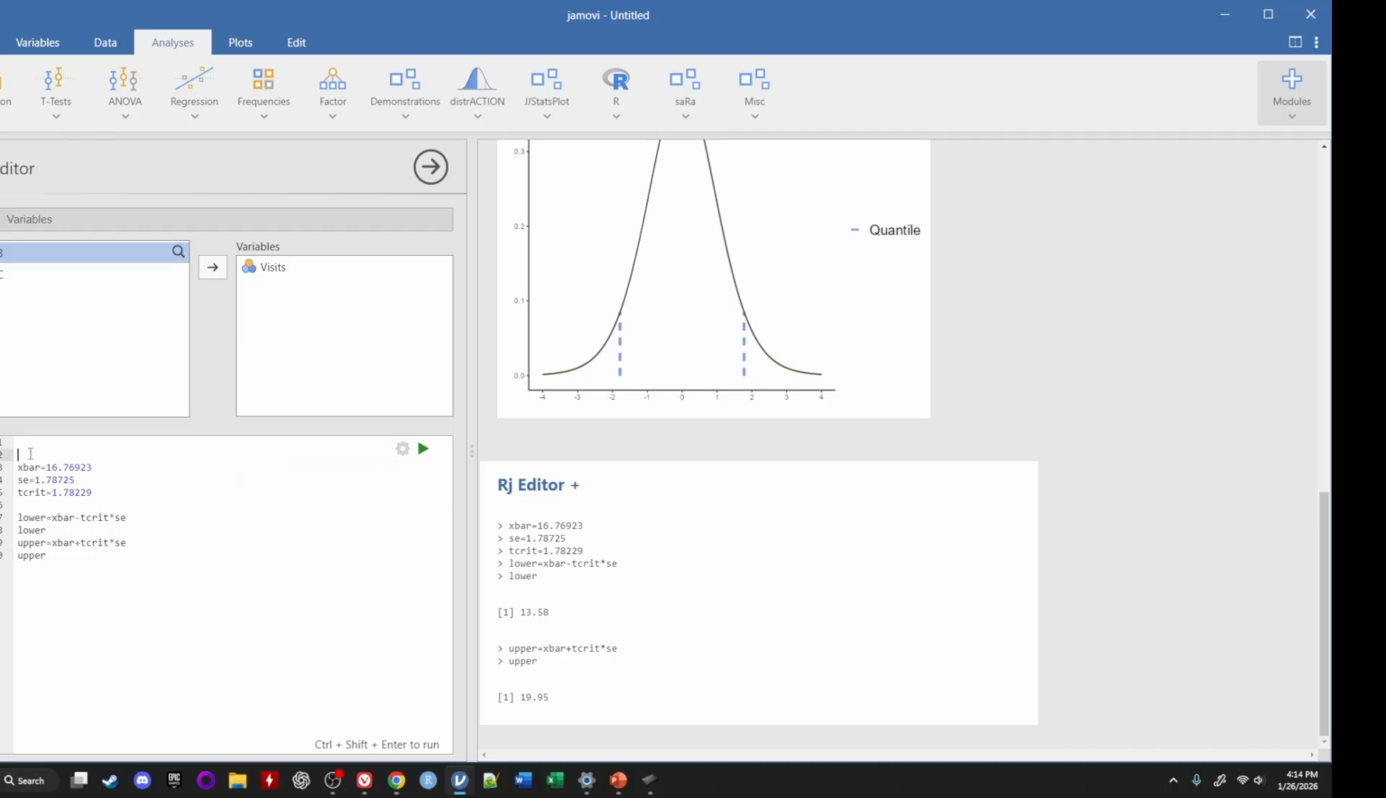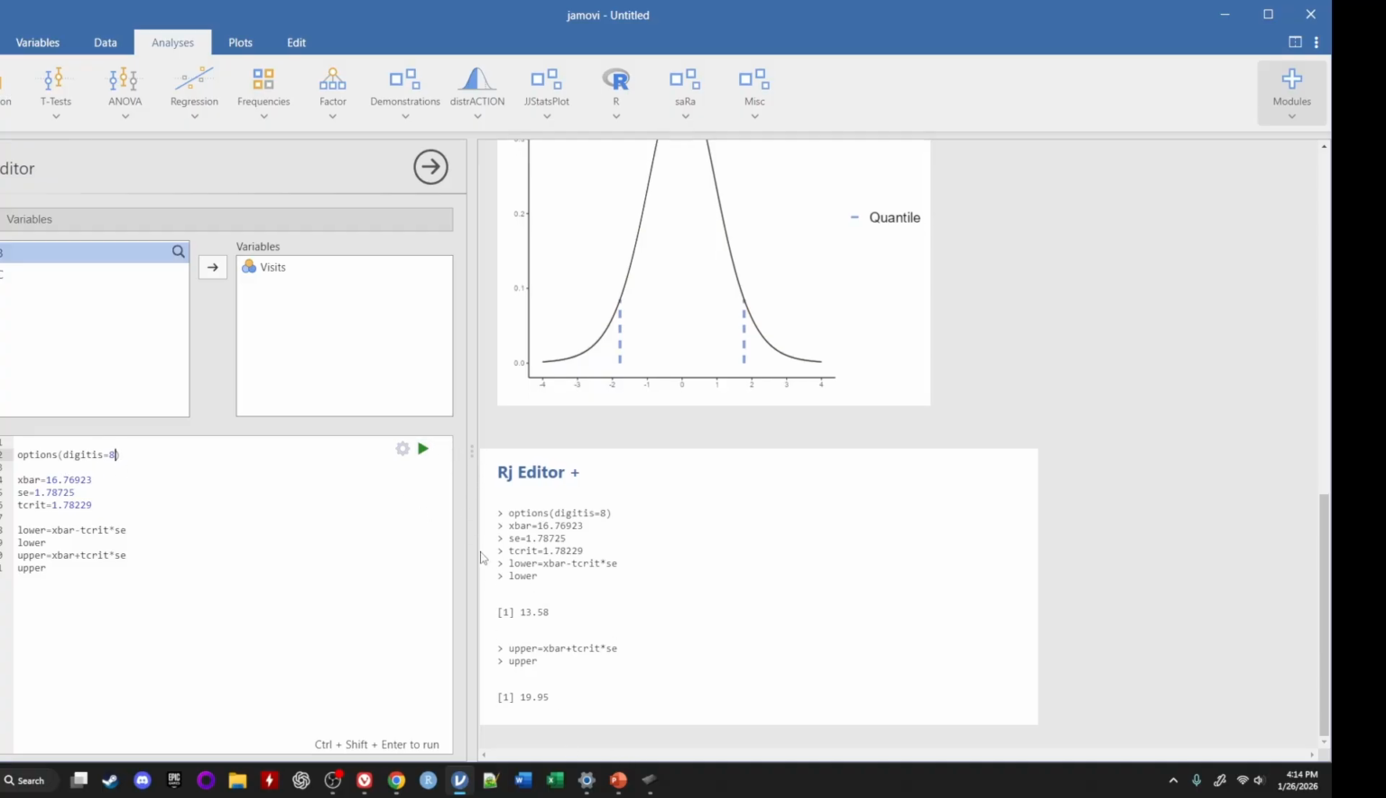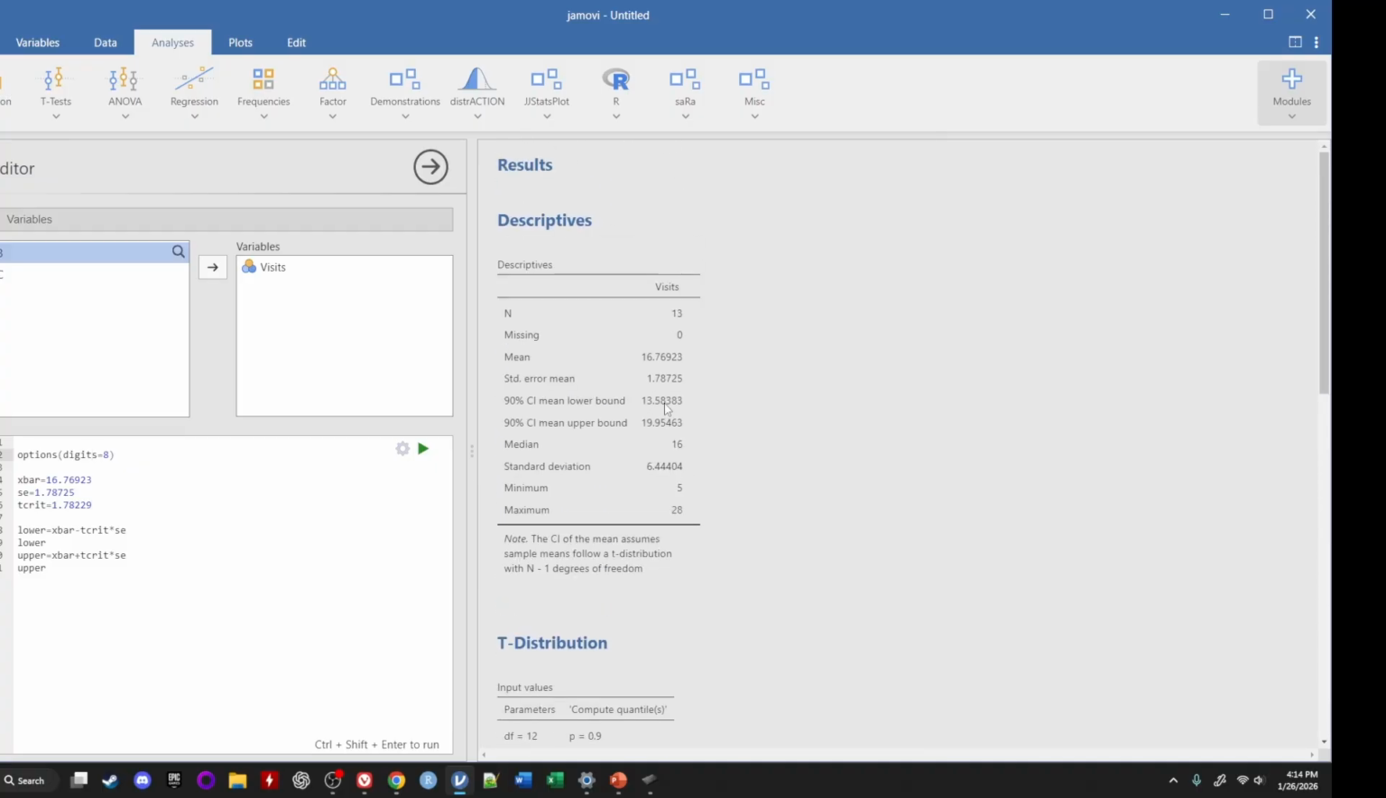And one other thing is in here, you have to tell it how many digits you need to show. If you do options, digits equals, I think 8 will give you enough. You can play around with this number to get the number of decimal places that you want. Okay, so now I've got the decimal places that I want. So doing this manual calculation, it was 13.58 to 19.95. And up here, 13.58, 19.95.